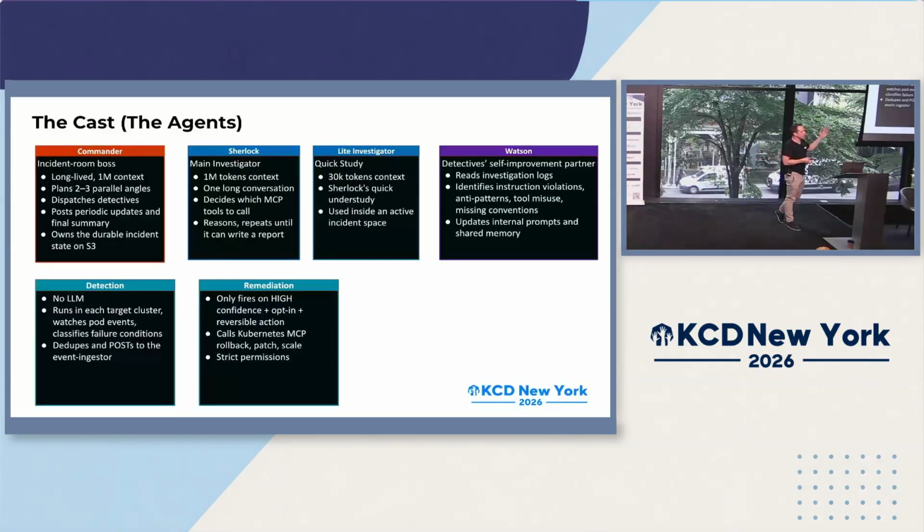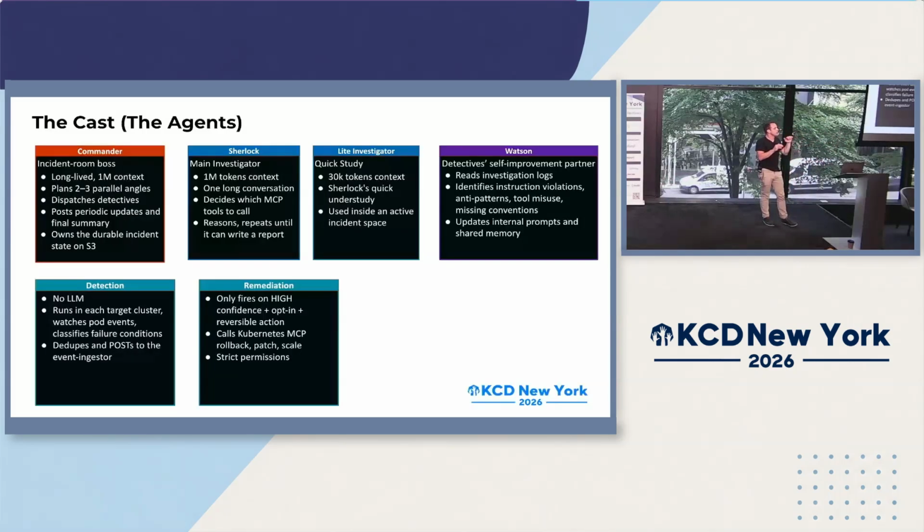We have Sherlock, which is the main investigator. Same thing, it's got a 1 million token context. It can use all the MCP tools available in read-only mode and do the root cause analysis. We also have a light investigator, which has a smaller context and access to fewer tools, but it will be much quicker to run. Then we have 2 tools at the bottom, detection and remediations.